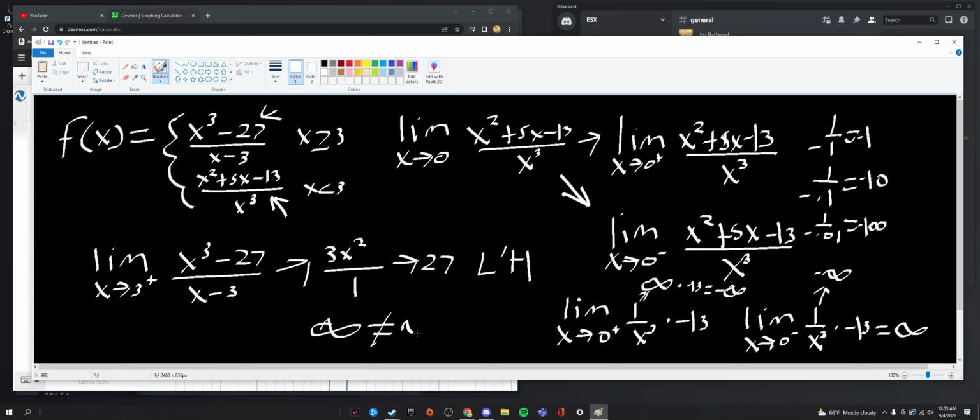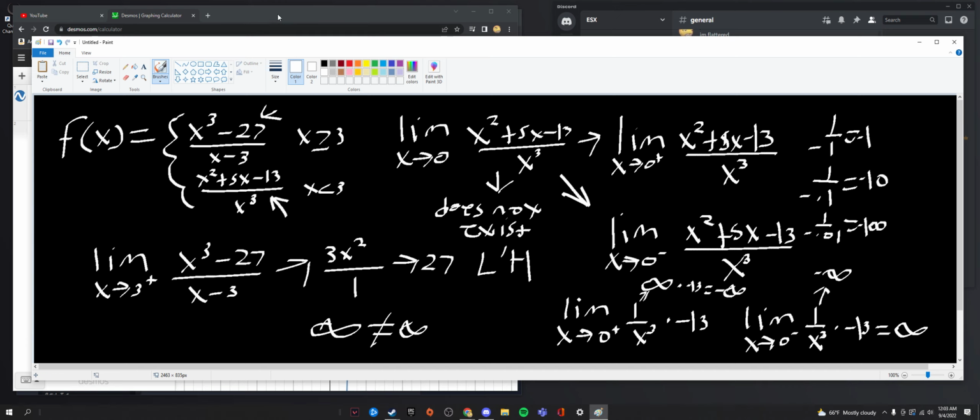Does not equal negative infinity. Therefore, we would say that, at least for this one, the limit does, oh man, this is going to take a little bit, does not exist, because our values just kind of diverge from each other. They don't approach the same value.